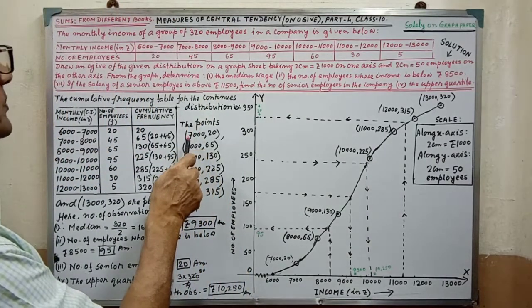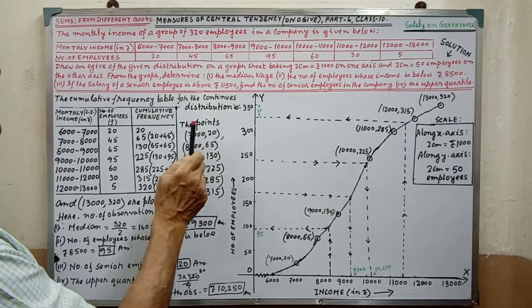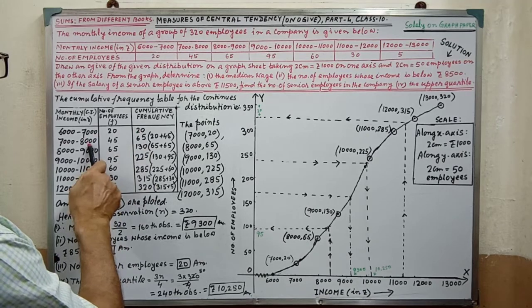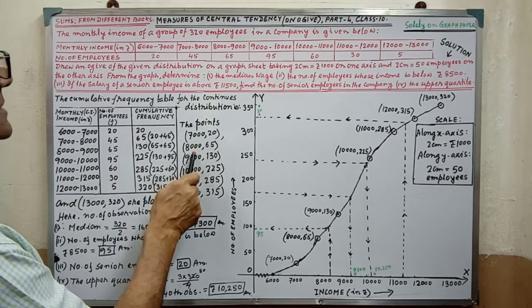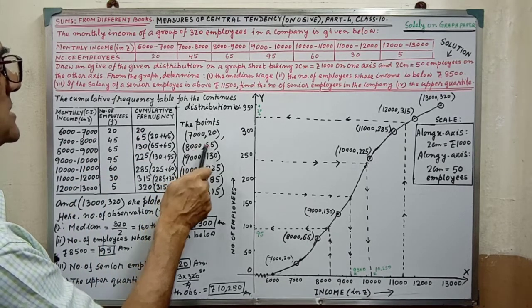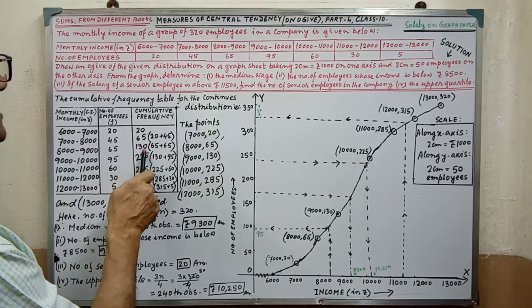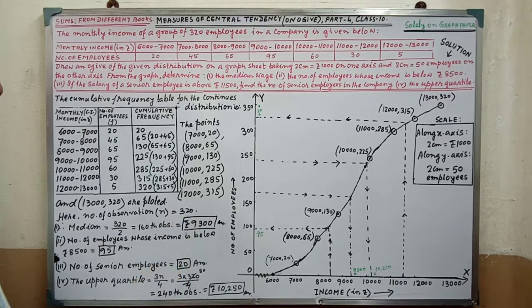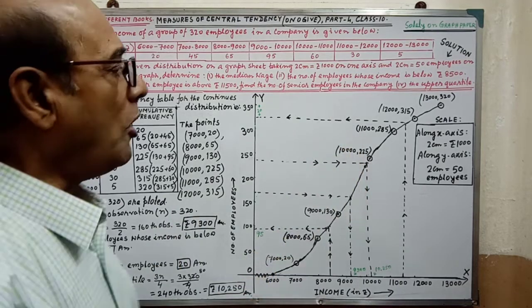Then we have to find out the points, that is the upper limit and CF. Upper limit and CF, that is 80, 65. Upper limit, CF. In this way we have to find out these points. These points we have to plot on the graph paper.